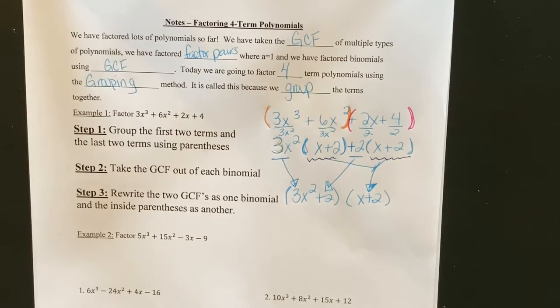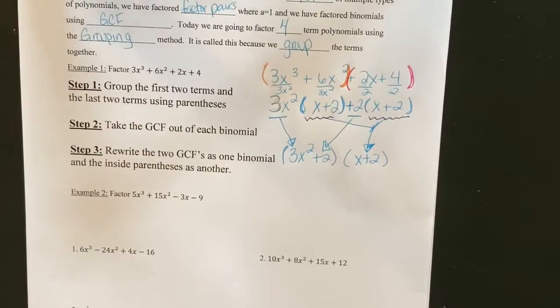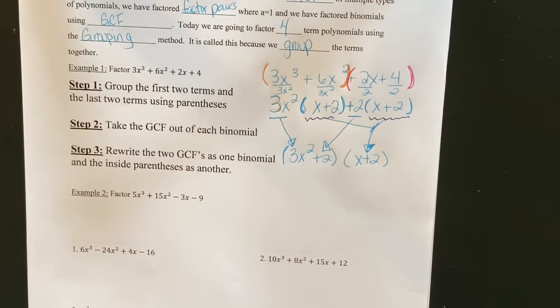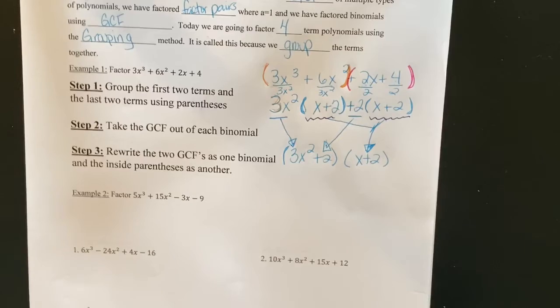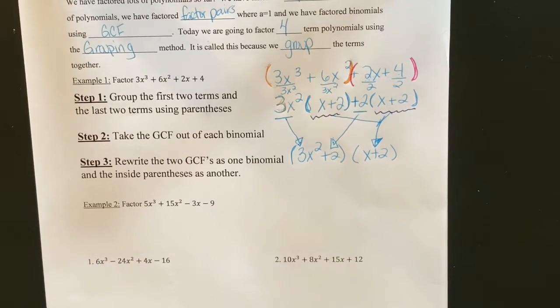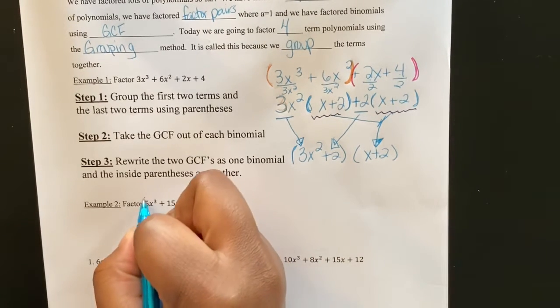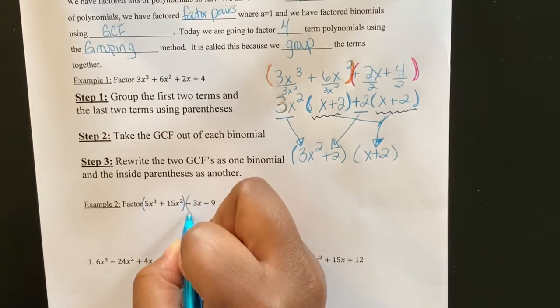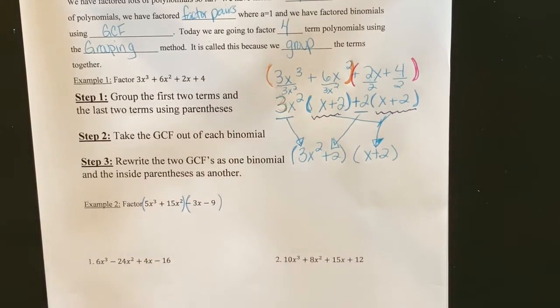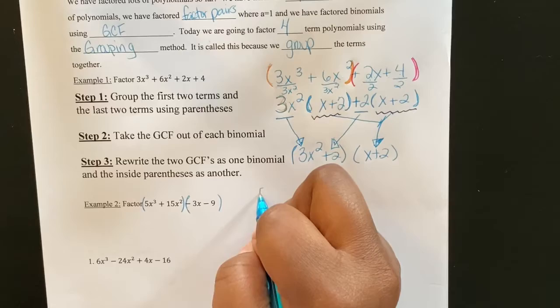Let's do it again. We have example number 2. Factor 5x cubed plus 15x squared minus 3x minus 9. And we're going to factor this. Okay. First step is to put the first two terms in parentheses and the second two terms in parentheses. Remembering to take the sign of that third term. Now, obviously, if you need to, you can do your factorization.